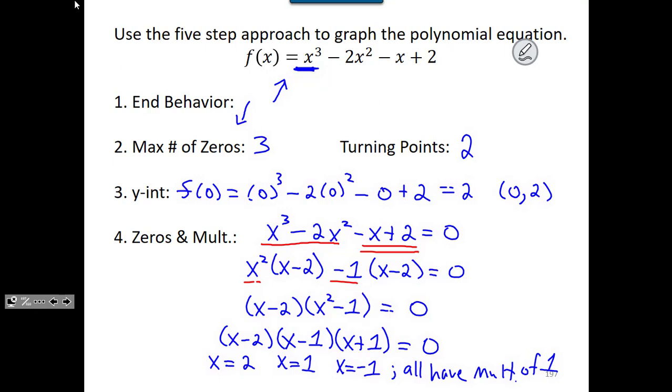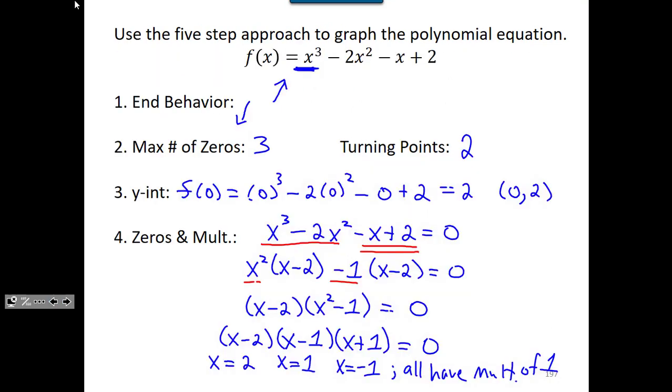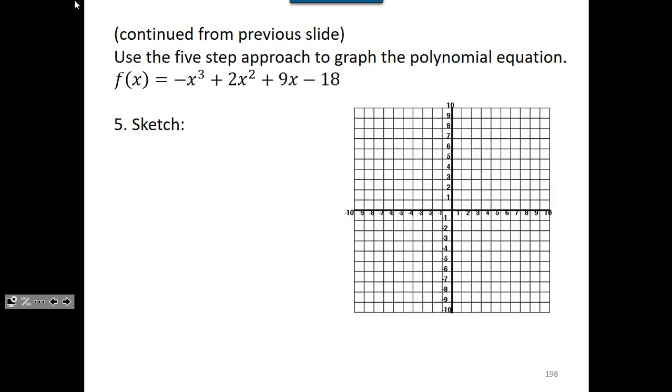And so what I'm going to do is I'm going to use all of that information to draw a sketch of this graph. So on this next page over here, I've got my 3 zeros. From the previous page here, I got my 3 zeros at 2, at positive 1, at negative 1. So I'm going to put 3 points on my graph. So I have a point here at 2, a point here at positive 1, a point here at negative 1. So I have those 3 zeros.